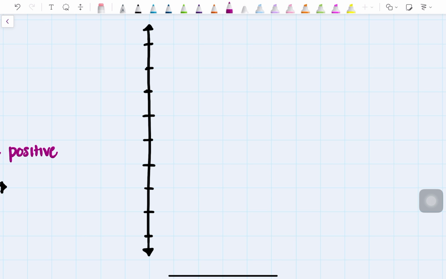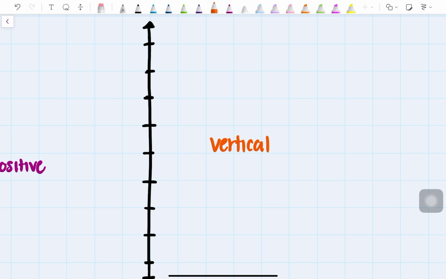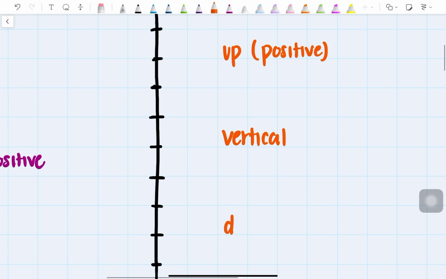The vertical line, just like the horizontal, has positives and negatives. The only difference is the direction they go. On this one, this is a vertical line. If we go up the number line, up represents positive numbers, and down represents negative numbers.